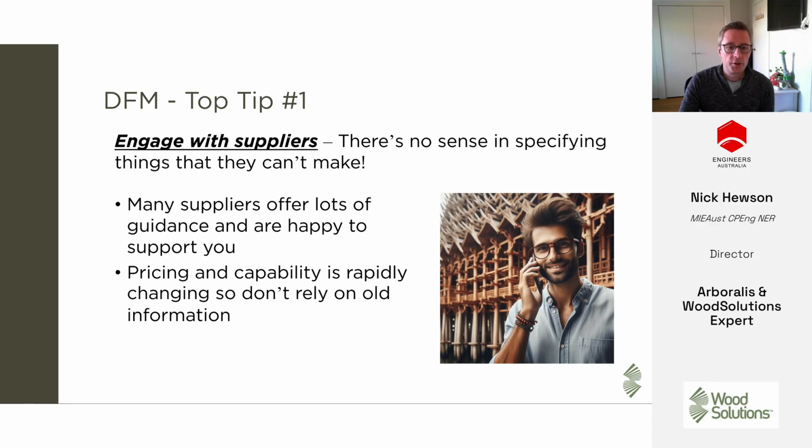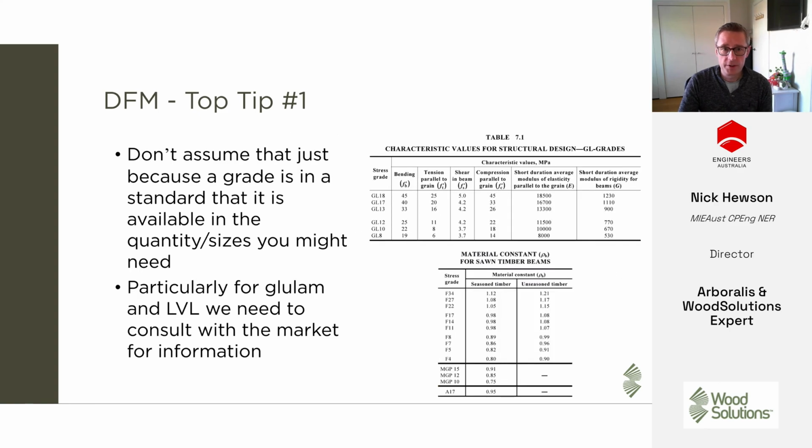So just because you dealt with a glulam supplier one year, you kind of assume that they can still do the same thing the next year. Their capabilities are always growing and changing. Materials are changing. So one thing I kind of see a lot is we have a range of different timber grades and glulam grades and things in our standard. Just because they're in the standard doesn't mean they're available. It's always worth checking with the suppliers what's available.